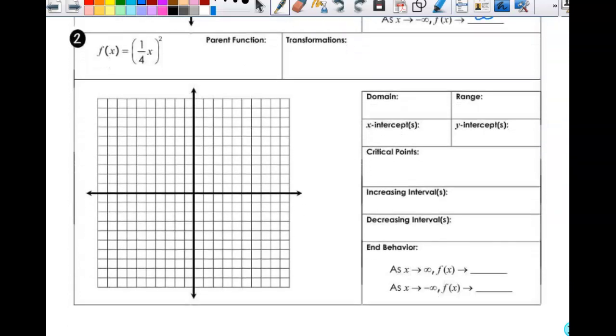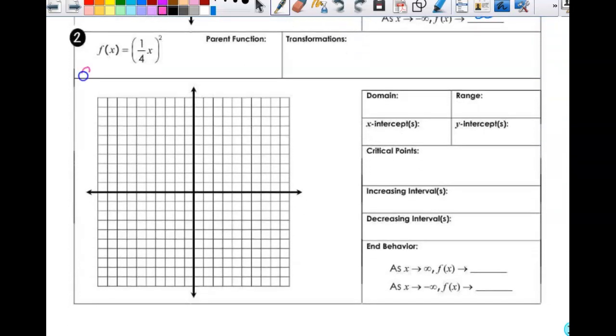All right, so let's look at number 2. What is this parent function called? Quadratic. Okay, so that is f of x equals x squared. Show me your best quadratic. Good job. And how many anchor points does the parent function have? 5.